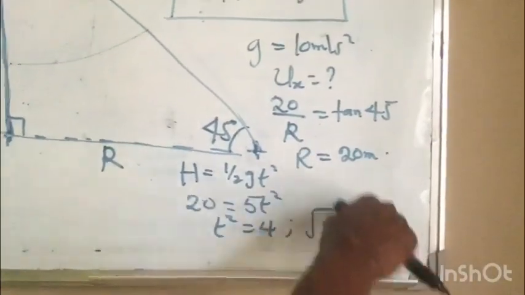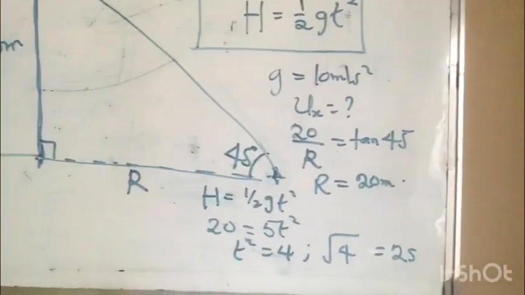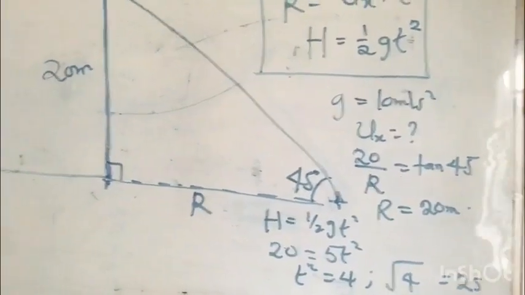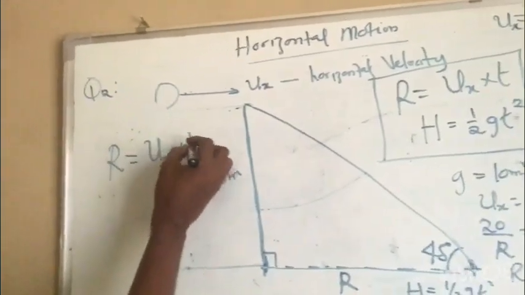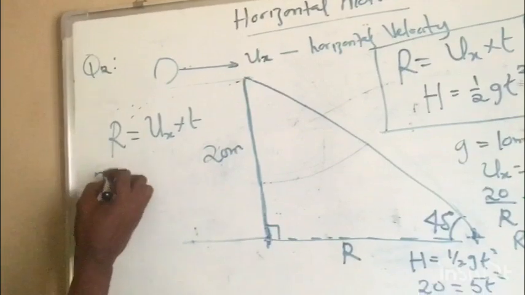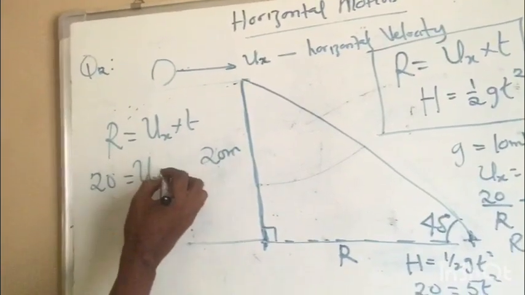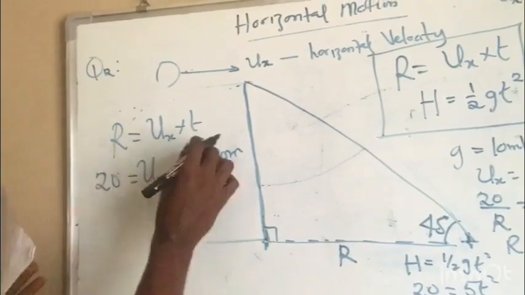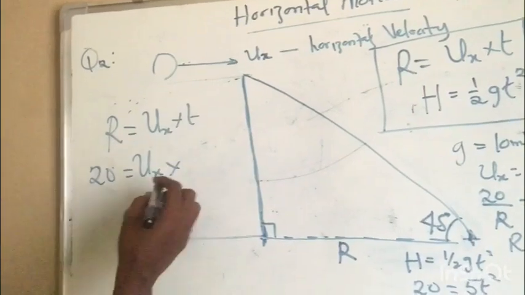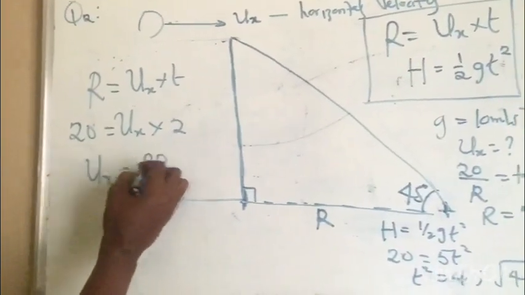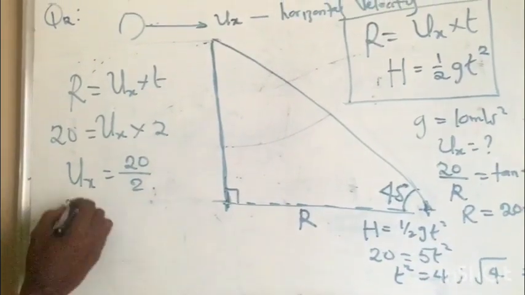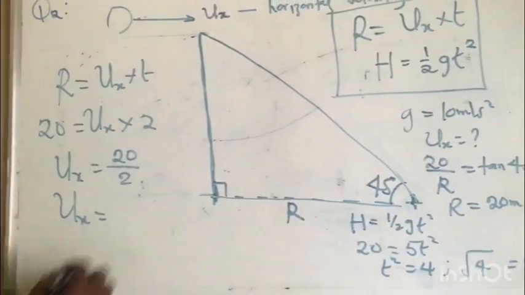So I know time, I know R, I can get my ux. Don't forget R equals ux multiplied by t. What's my R? 20. ux, that's what you are looking for, times the time. The time here now is 2. So my ux is equal to 20 over 2. And that means the velocity at which the ball is projected is what?